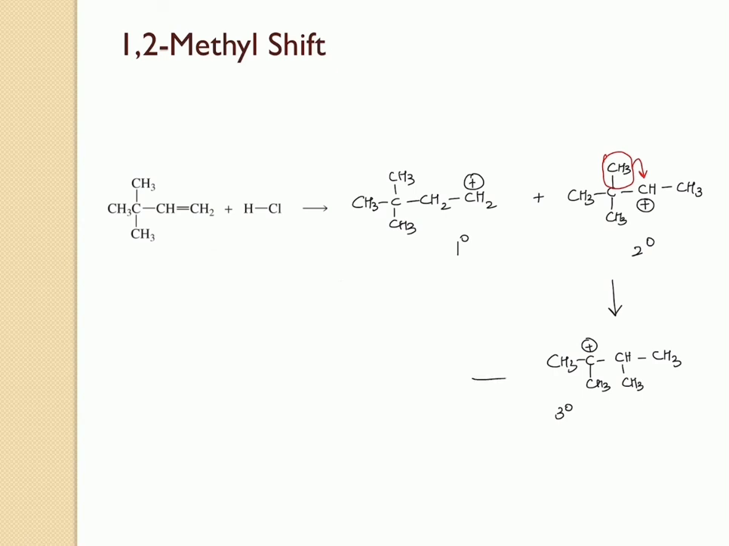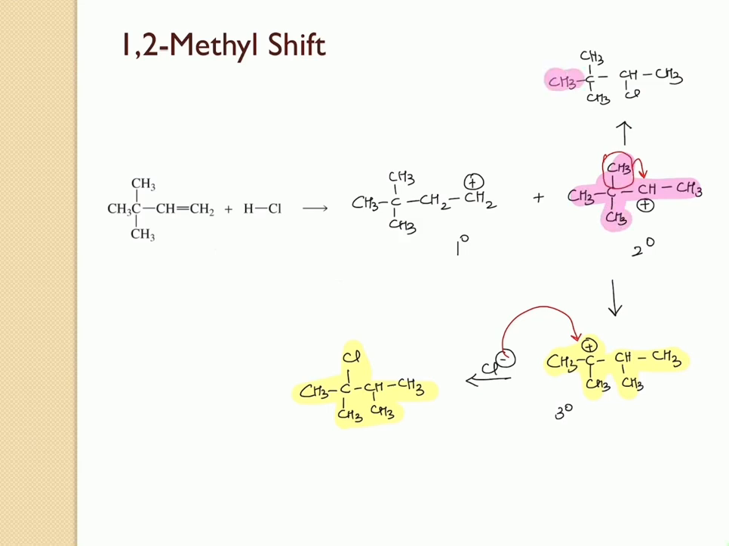which will be attacked by the chloride ion. So the chloride ion will go and attack this to get a major product. So this will be a major product, which is got from the tertiary carbocation. And we can also write the minor product. The minor product should come from the secondary carbocation, which would look like this.